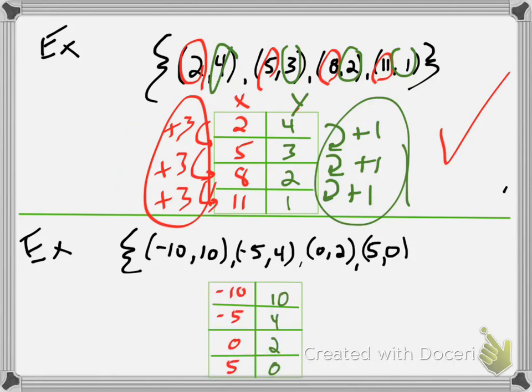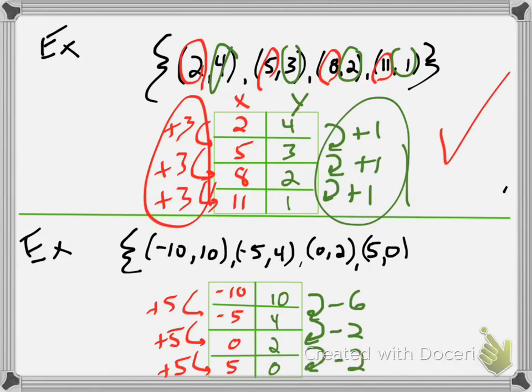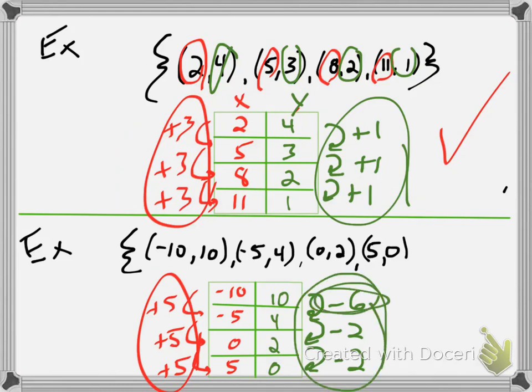Now I have it in a table. So I'm going to see how x changes. It gets +5 every time. So far so good. Now we look at the y's. We have -6, -2, and -2. Now these are at the same rate, so it's good, but then these are not at the same rate because of the 6. So this is not a linear function because of that reason.